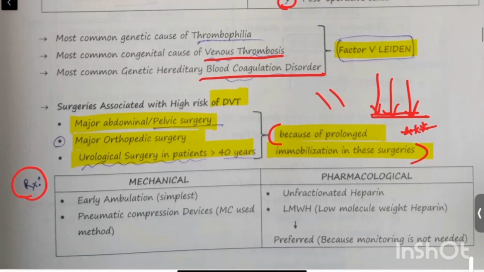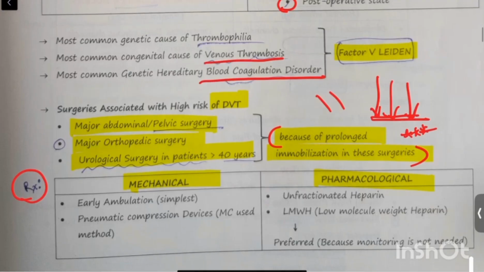There can be mechanical or pharmacological. Okay, mechanically, how can we treat the patient after this surgery? There will be prolonged immobilization. So we should avoid prolonged immobilization. For that, we should say early ambulation. Okay, so early ambulation, that is simplest.